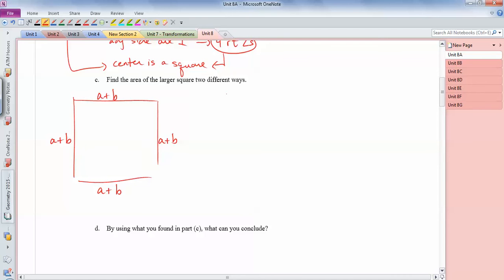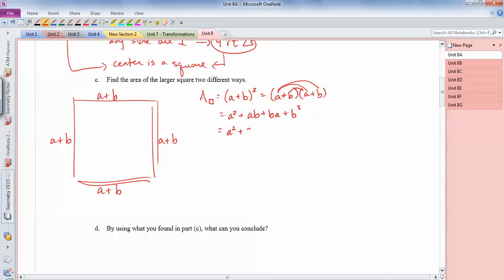And the area of a square is going to be length times width, which is really A plus B squared, which if we work that out a little bit, you'd have to FOIL it. So it's A plus B times A plus B, which ends up being A squared plus AB plus BA plus B squared. So that comes out to A squared plus 2AB, because these guys are really both AB, plus B squared.